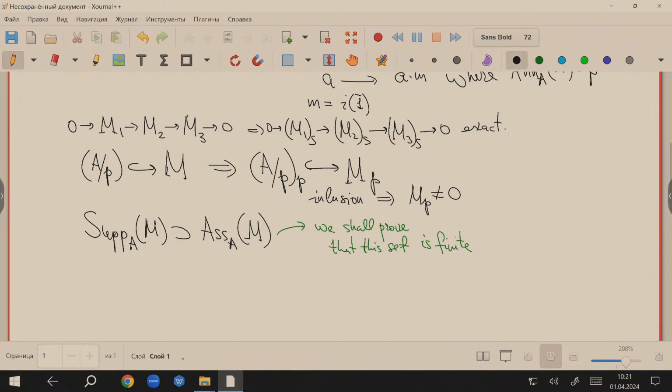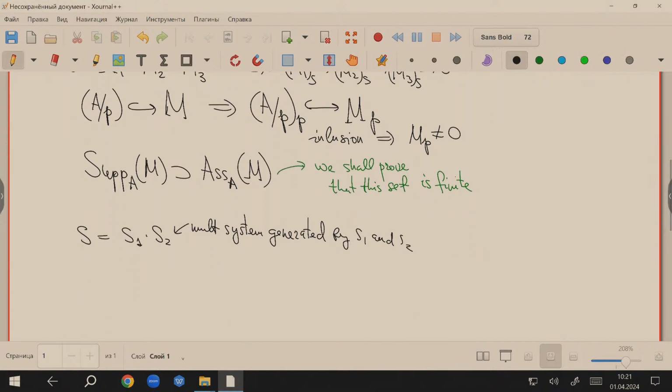And let us notice that if you have a multiplicative system S, which is generated by S1 and S2, then if you take localization with respect to S1 and then S2, it is the same as taking localization with respect to S.